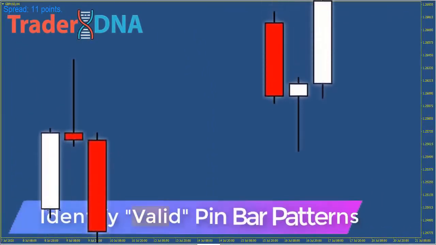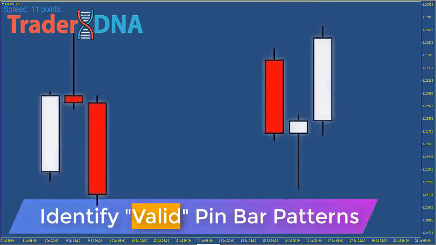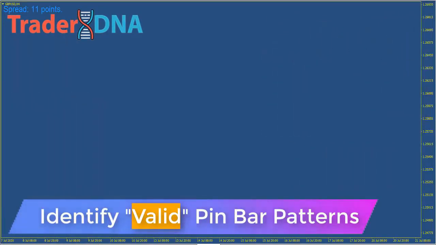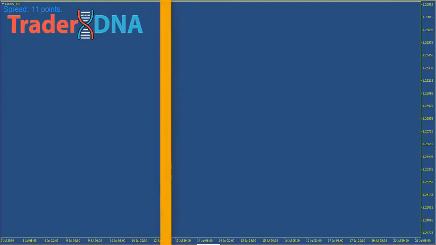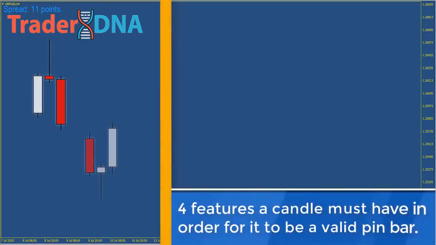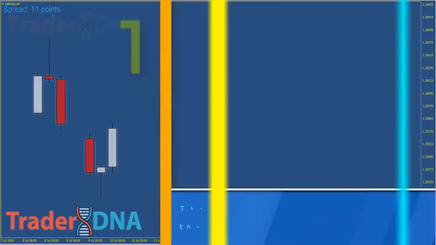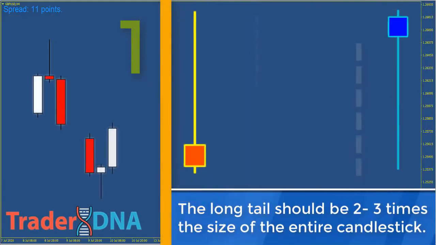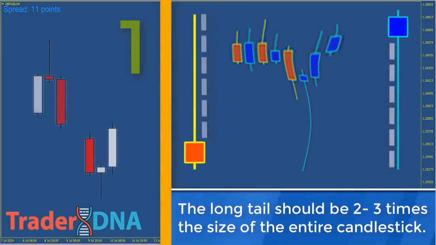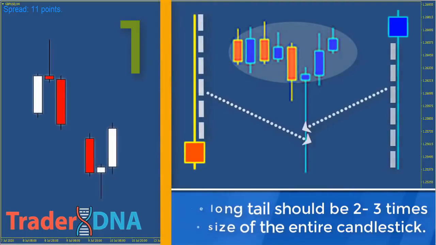Criteria to identify valid pin bar patterns. Pin bars, even though they are made up of the same features, long tail and small body, never look the same when they form on the chart. Figuring out whether a candlestick is a valid pin bar or not is a bit tricky. Luckily, there are 4 features a candle must have in order for it to be a valid pin bar. First, a long tail that sticks out from the surrounding candlesticks. This should be at least 2 or 3 times the size of the entire candlestick.